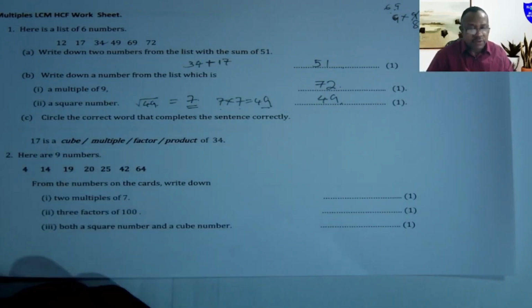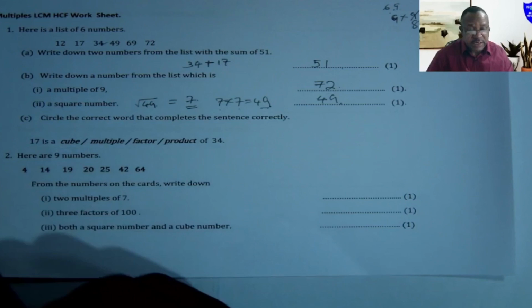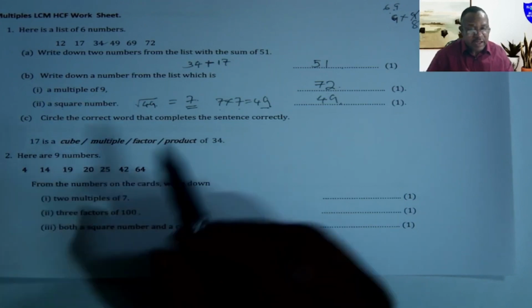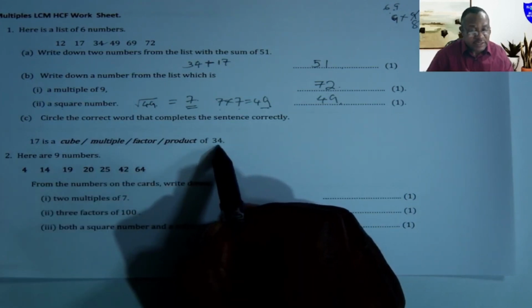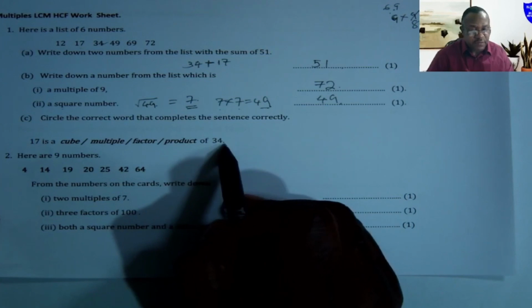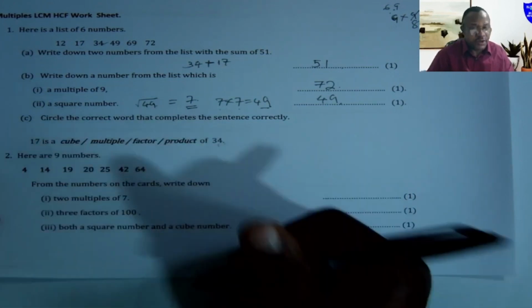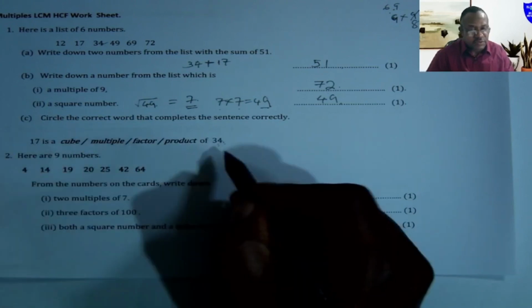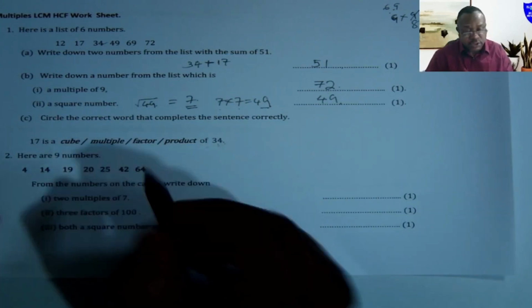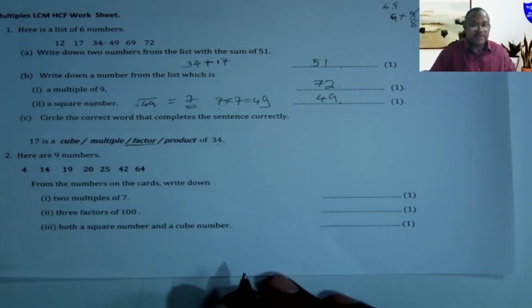17 is not a multiple, right? 17 is a factor, yes, of 34. It's not a product of 34, but it is a factor of 34. It is a factor of 34 because 17 can divide 34 exactly without leaving a remainder. 2 times 17 will give us 34. So the correct answer is factor there.